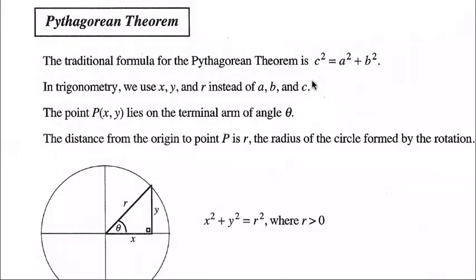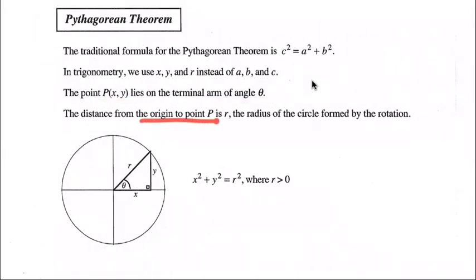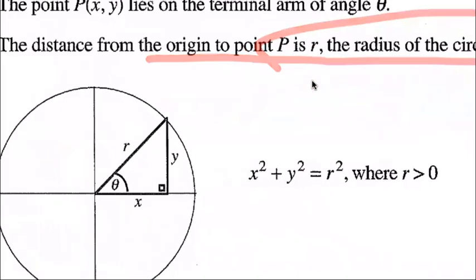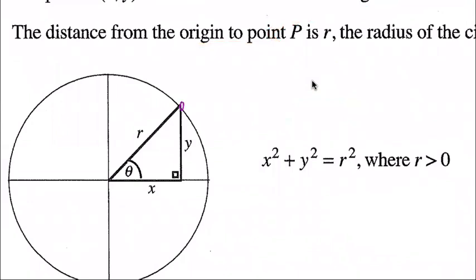So the point P(x, y) lies on the terminal arm of angle theta. The distance from the origin to point P is r, which is the radius of the circle formed by the rotation. If we have this point x, y, it's going to land here. This would be our rotation angle. If we kept rotating, we would end up getting a circle. So that's why we call this r, the radius of a circle.